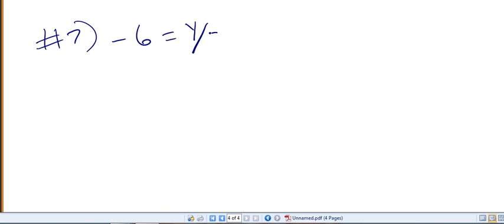Moving on to number 7. What do we got for number 7? We got negative 6 is equal to y divided by 5 plus 4. So step 1, subtract 4 from both sides.